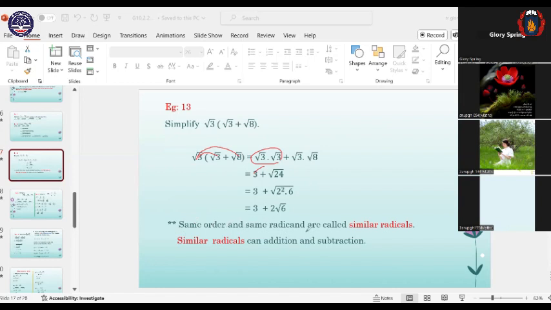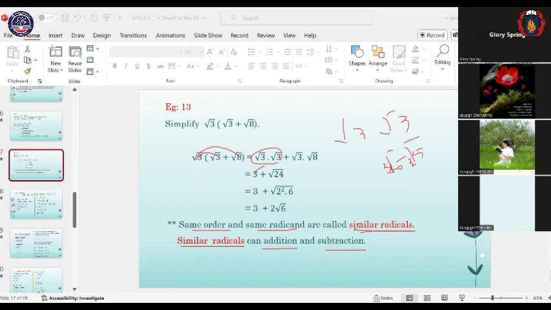Same order and same radical are called similar radicals. Similar radicals, addition and subtraction. Same order, same radical. Radicals are square root, so yes, square root. Same radicals, 3 times, 5 times.